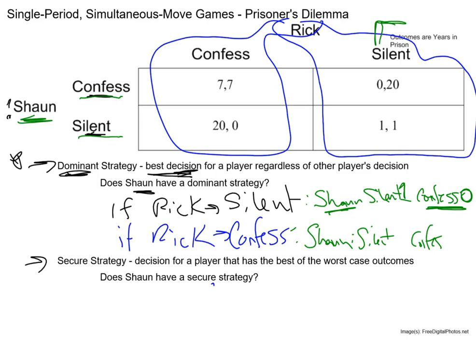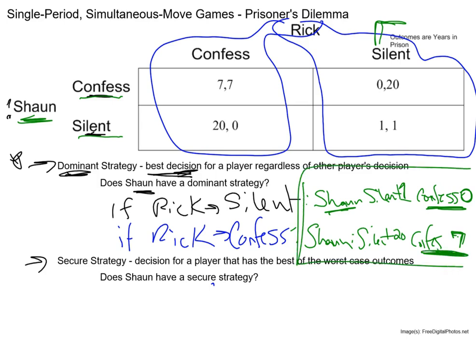If Sean decides to remain silent when Rick tries to turn evidence on him, my goodness, right? Sean is going to spend 20 years in prison. Whereas if Rick tries to turn evidence and Sean also tries to confess, if they both try to confess, Sean's only going to spend 7 years in prison. We've got this if-then conditional statement. If Rick confesses, what is Sean going to want to do? Sean wants to confess.